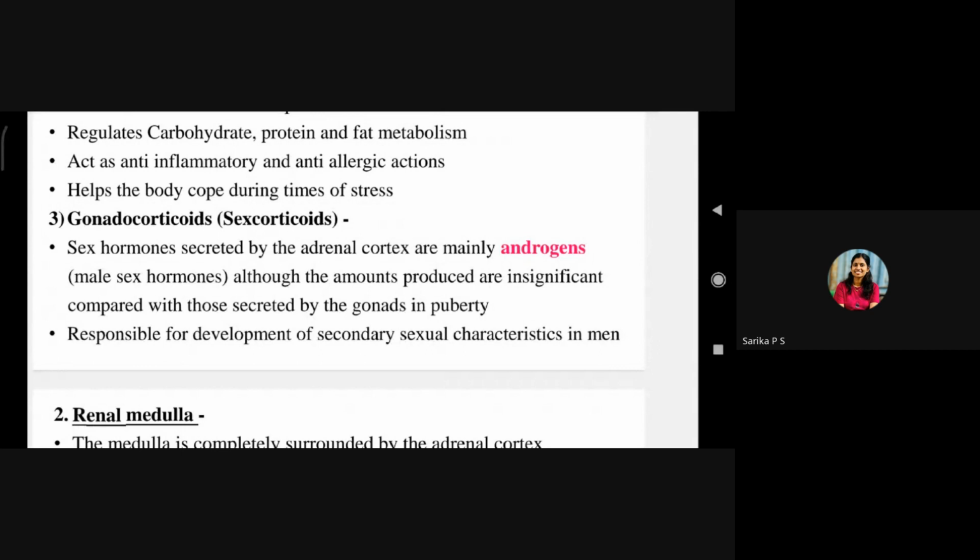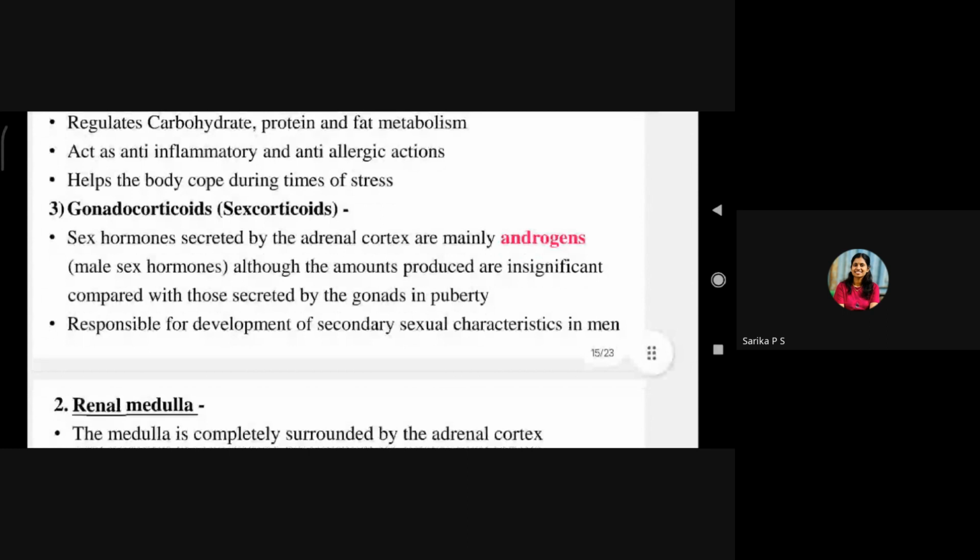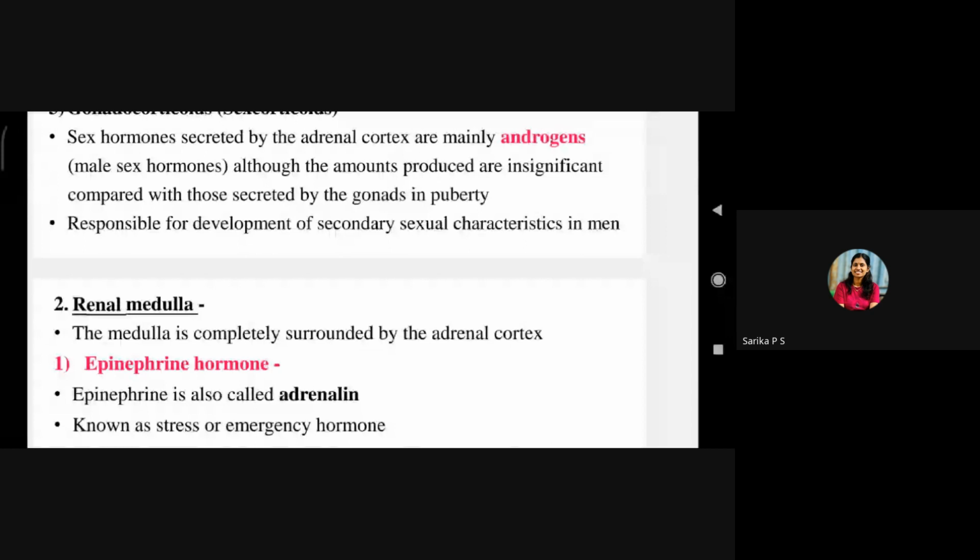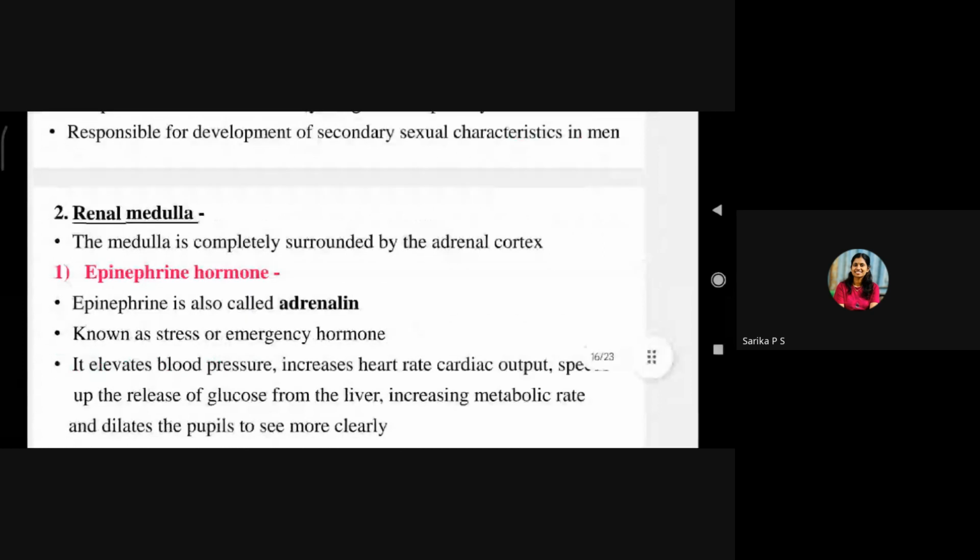It is responsible for development of secondary sexual characteristics in men. So what do gonadocorticoids do? Mainly secondary sexual characteristics like coming of beard. So this is a secondary sign of puberty, right? These secondary sexual characteristics are developed by the gonadocorticoid hormone androgen. Androgen is the main hormone of gonadocorticoids, and this is the male sex hormone.